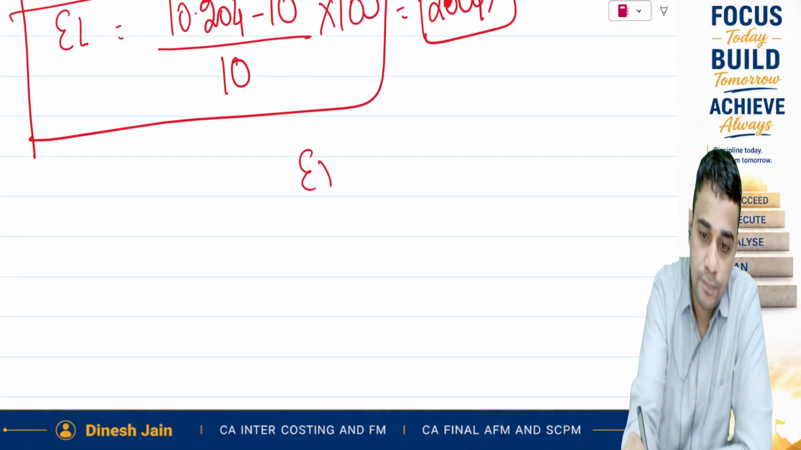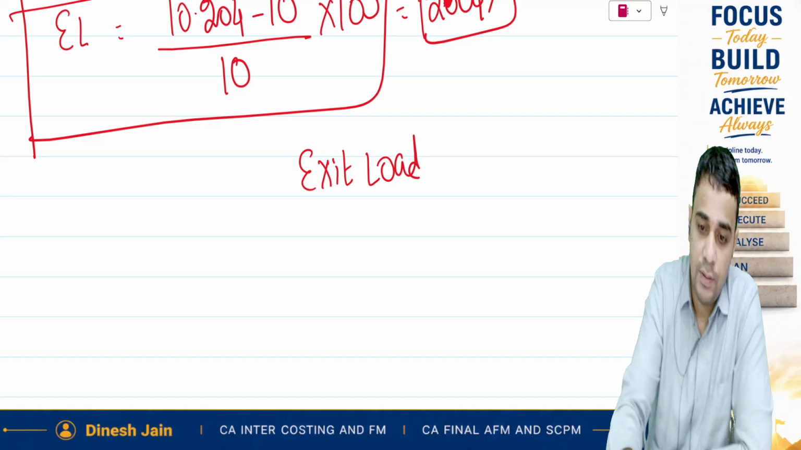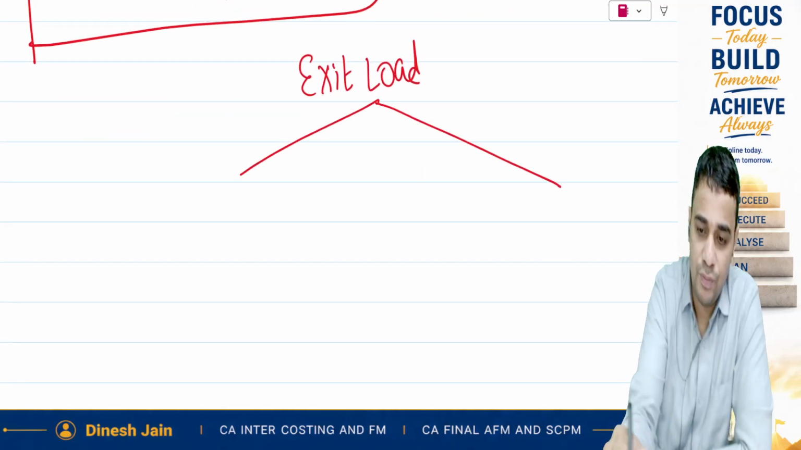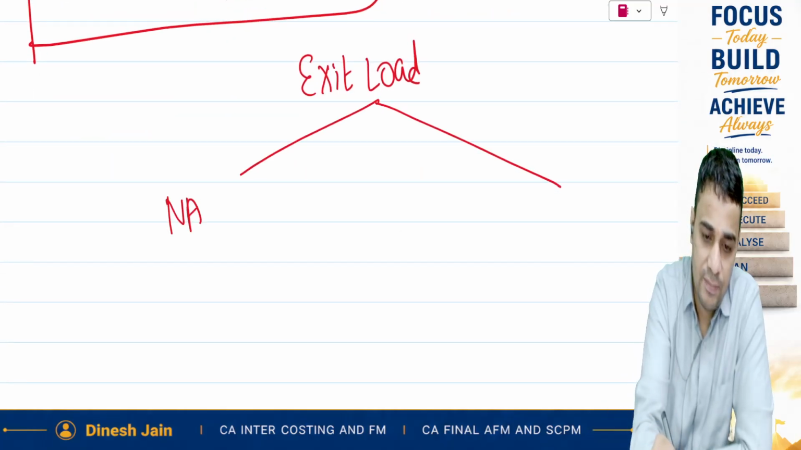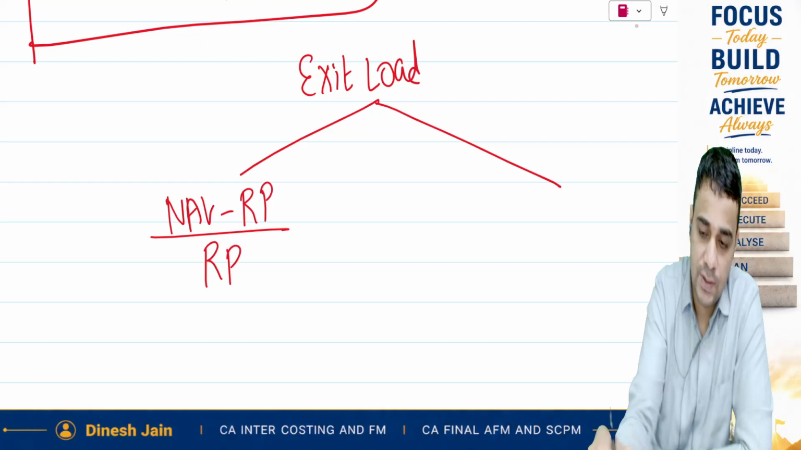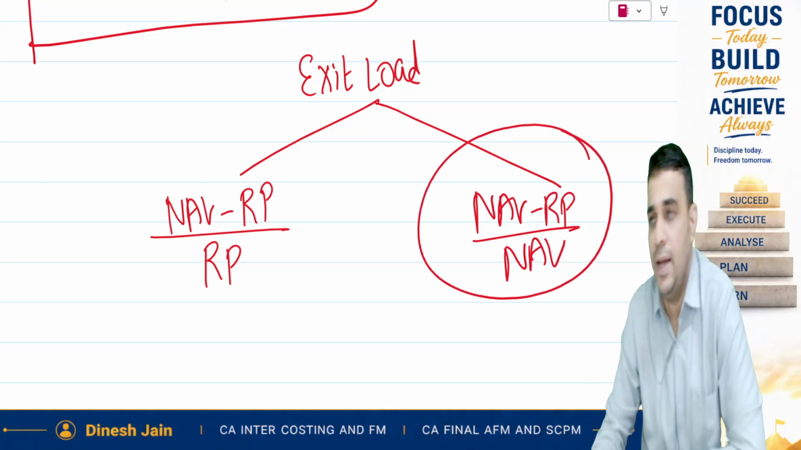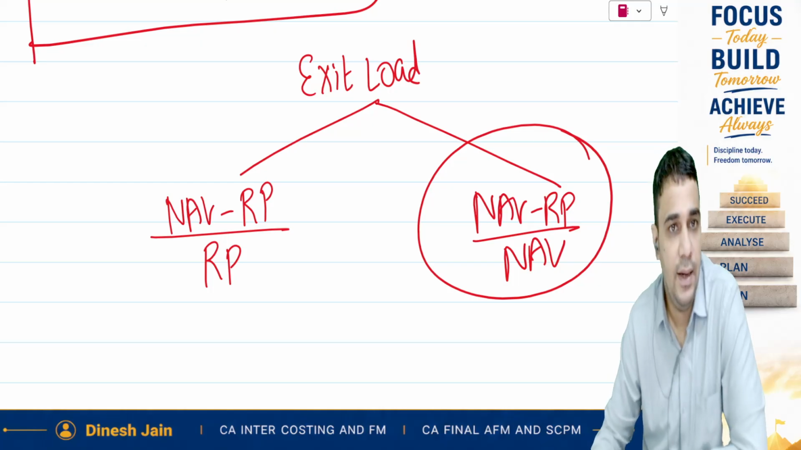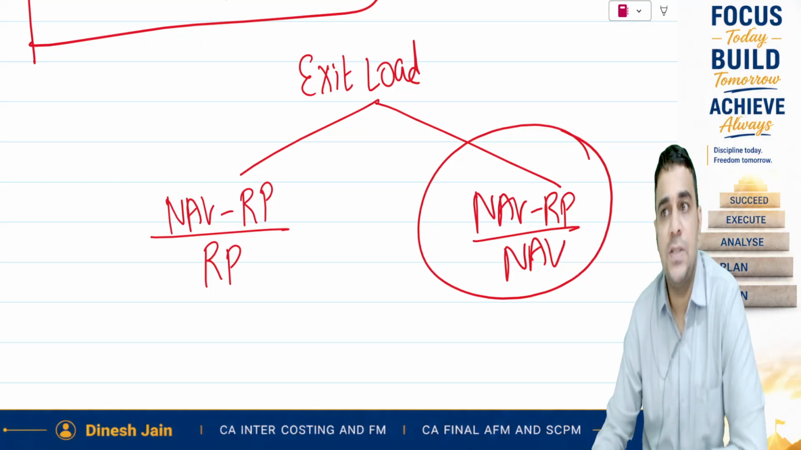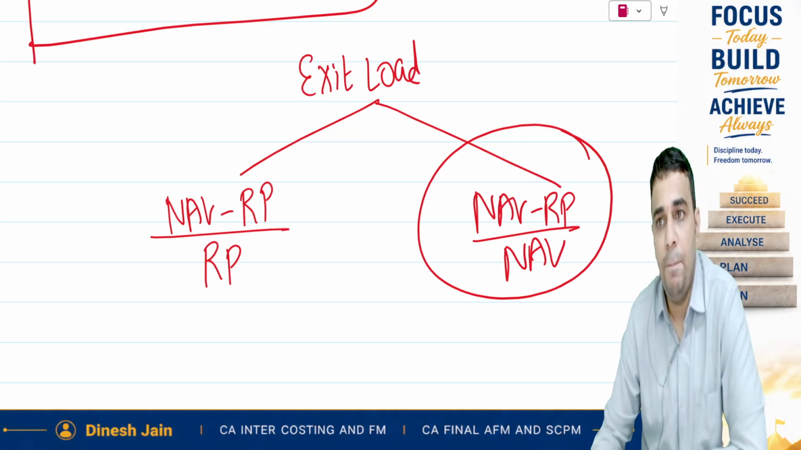Exit load, split into two. NAV minus redemption price, divided by redemption price, or NAV minus redemption price, divided by NAV. Again, this is more logical, dividing by NAV. Redemption happens at lower than NAV. The public is asked to pay more than the NAV.